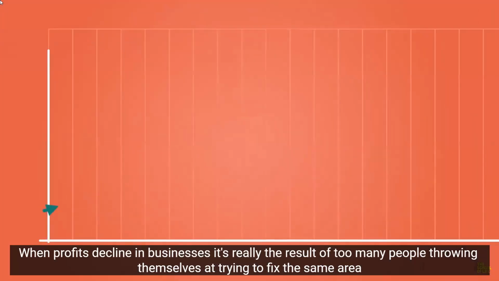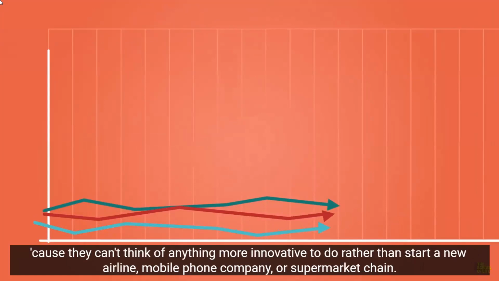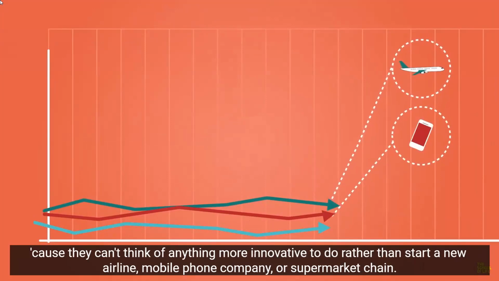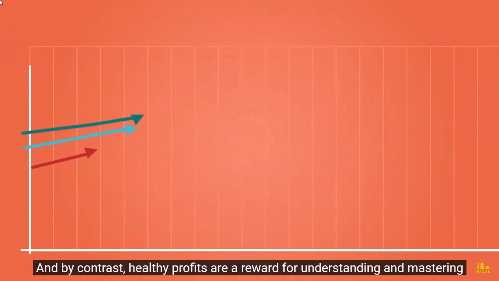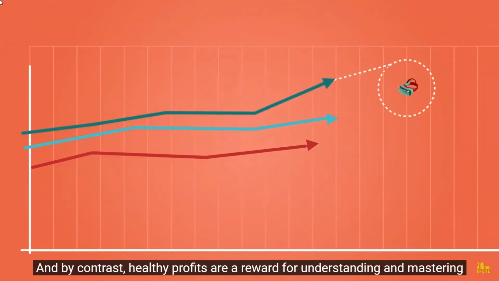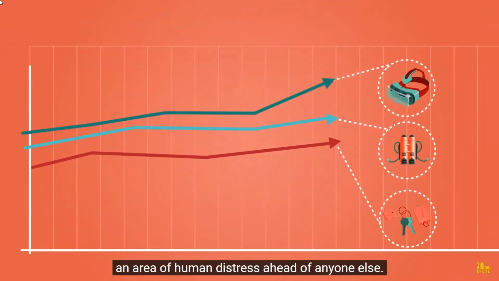When profits decline in businesses, it's really the result of too many people throwing themselves at trying to fix the same area because they can't think of anything more innovative to do, rather than start a new airline, mobile phone company or supermarket chain. And by contrast, healthy profits are a reward for understanding and mastering an area of human distress ahead of anyone else.